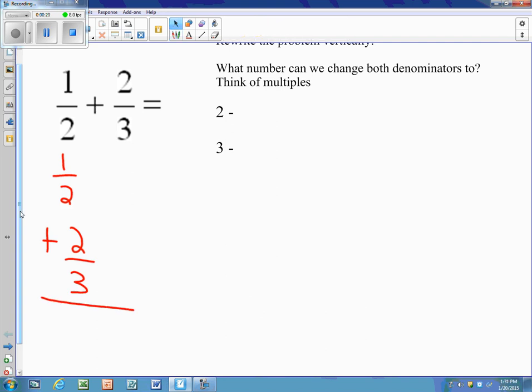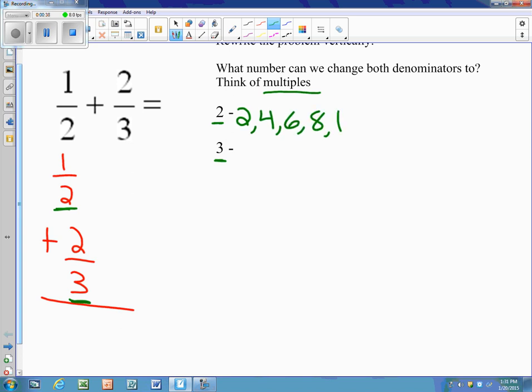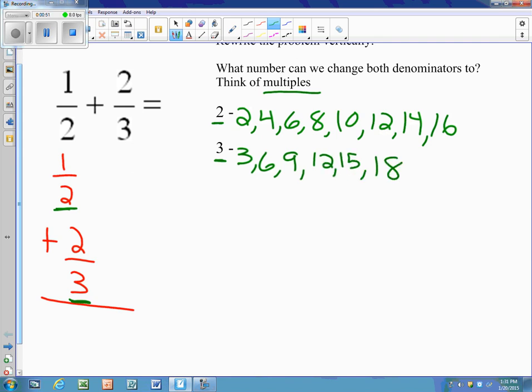Once you do that, the next step, I want you to look at the two denominators. So there's a 2 and a 3, and I want you to list them to the side, a 2 and a 3. And now we're going to think of the multiples for these numbers. So I'm going to skip count. That's what multiples are. And I have 2, 4, 6, 8, 10, 12, 14, 16. I'm going to stop there. And then for 3, we're going to go 3, 6, 9, 12, 15, 18. And we're going to stop right there.